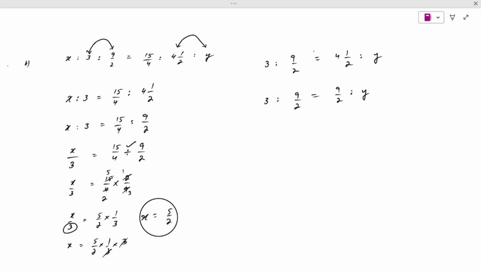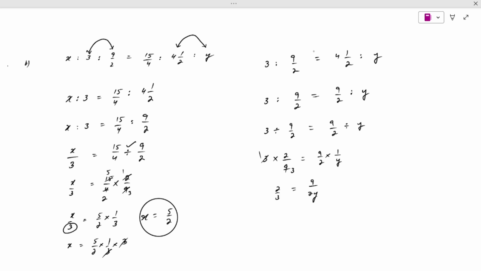Now let us convert this ratio into division. 3 divided by 9 over 2 equals 9 over 2 divided by y. So let us convert the division into multiplication, making the next term reciprocal. 3 times 2 over 9 equals 9 over 2 times 1 over y. So 3 ones are 3 and 3 threes are 9, and we are left with 2 over 3 equals 9 divided by 2y.